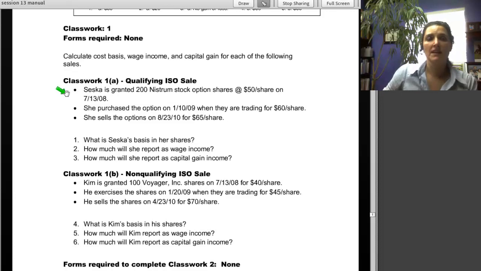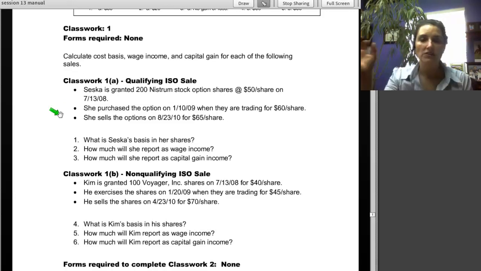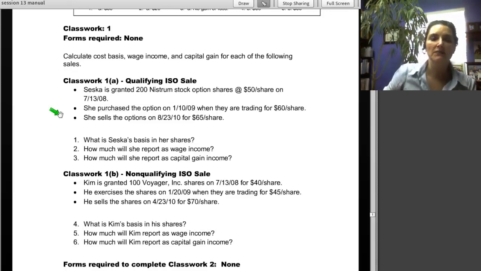In the first one, Seska is granted 200 shares of Nistrum stock options at $50 per share on 7/13/08. She purchased the option on 1/10/09 when they were trading for $60 a share. She sells the options on 8/23/2010 for $65 a share. So your job is to take that information and figure out what is Seska's basis in her shares, how much will she report as wage income, and how much income will she report as capital gain income.